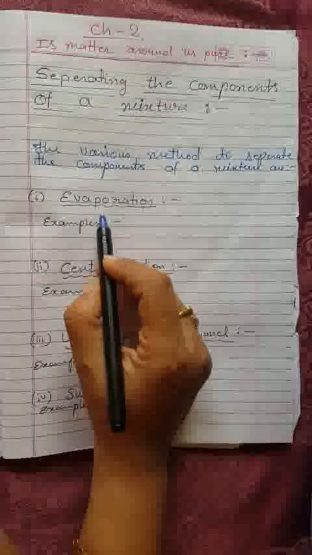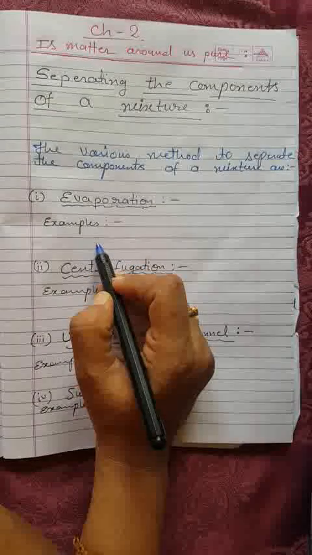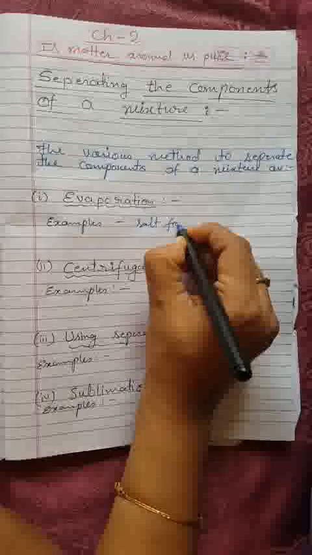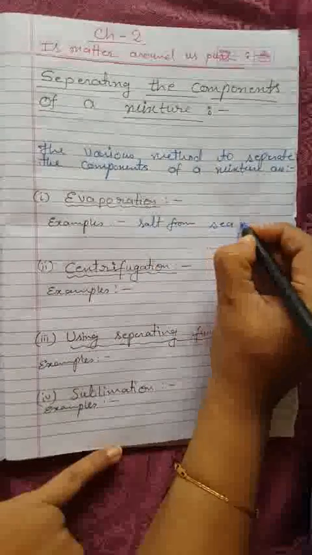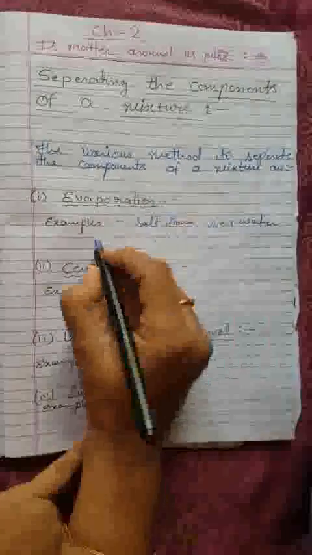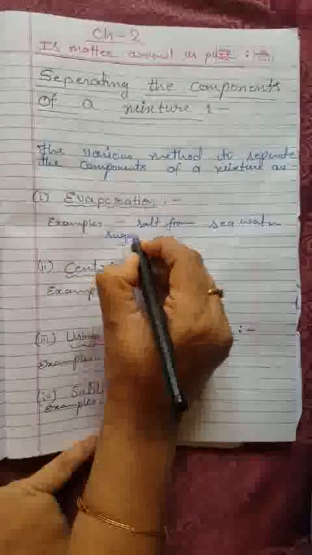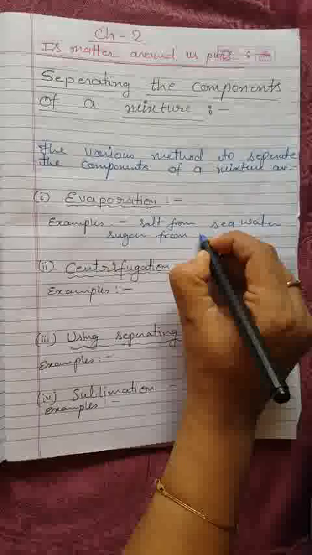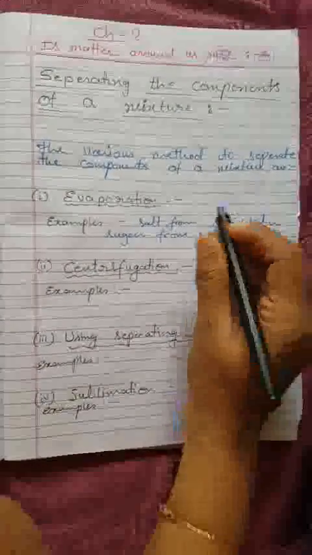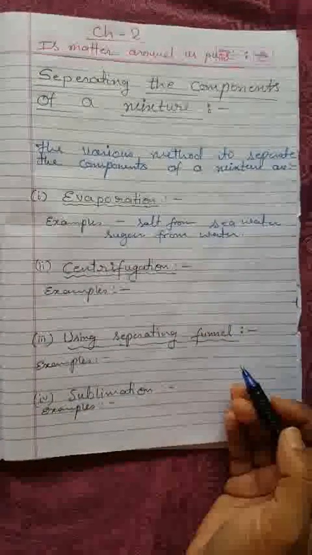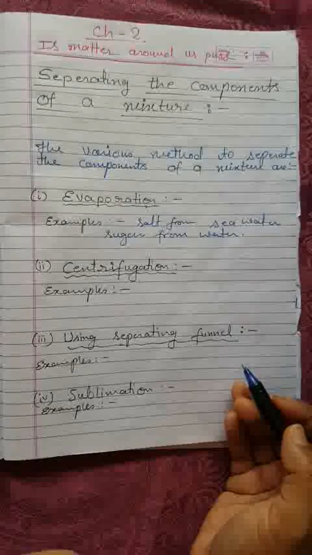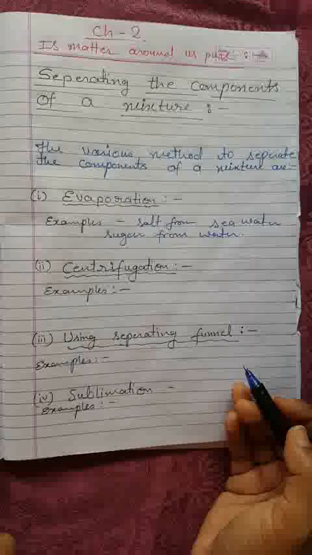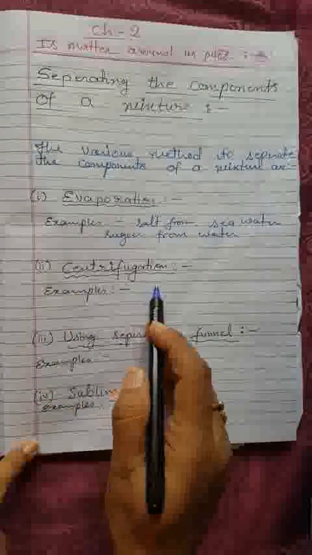So we can give examples of this evaporation: separating salt from seawater, separating sugar or any dissolvable substance from water. So this is the evaporation method. Water gets evaporated and the solid substance is left behind, and we can separate the solid from the water. Now the second method is centrifugation.